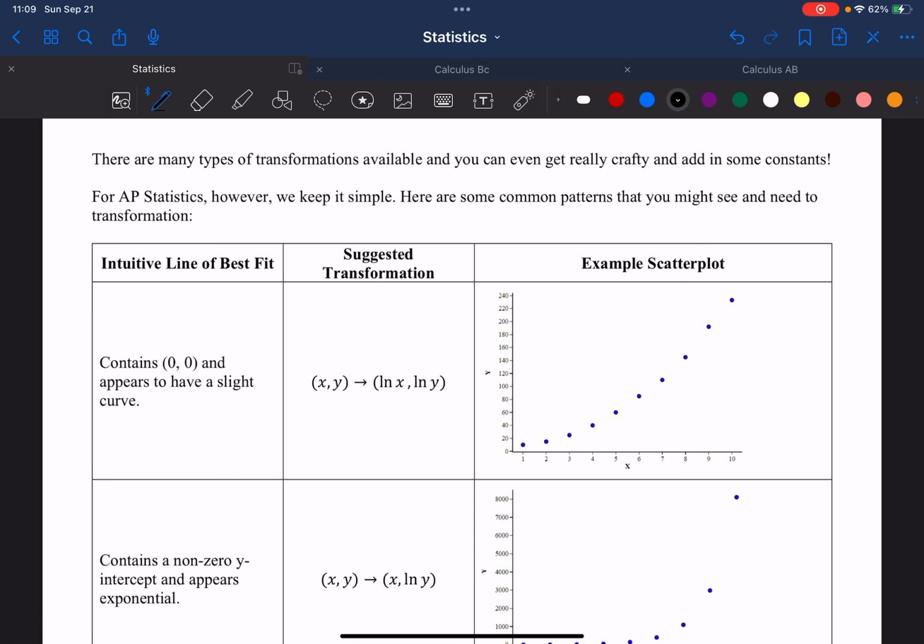So it says there are many types of transformations available, and you can get really crafty and add in some constants. For AP Statistics, however, we keep it simple, and here are some common patterns that you might see and need to transform.